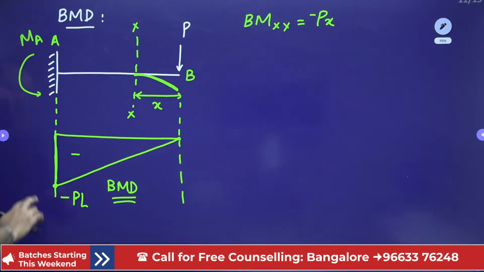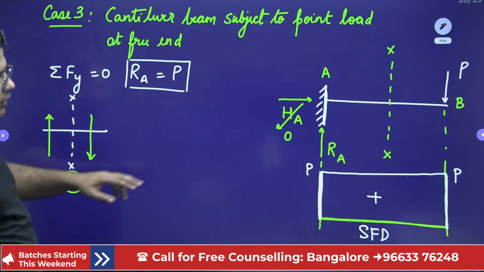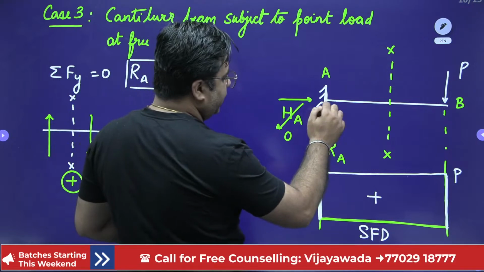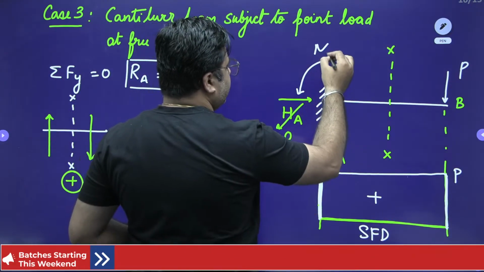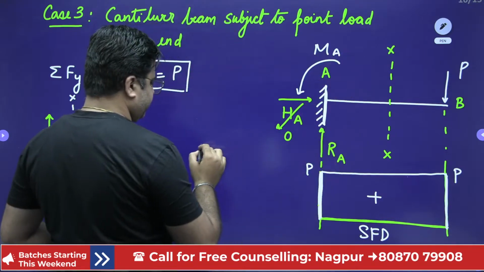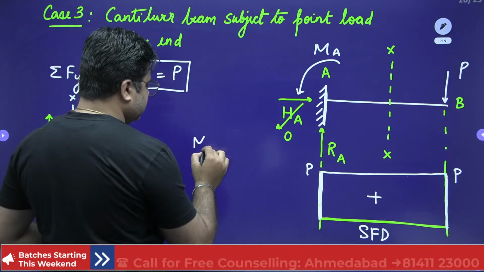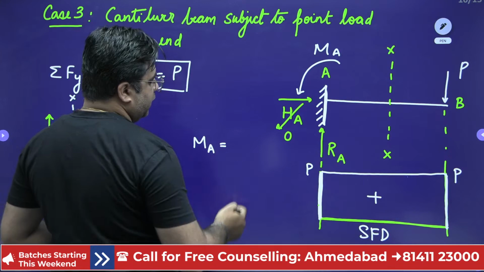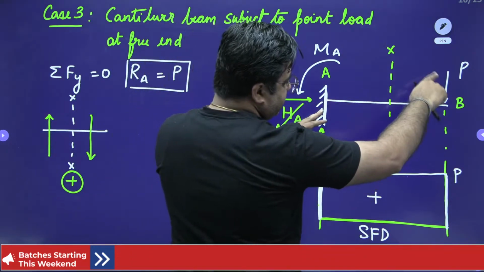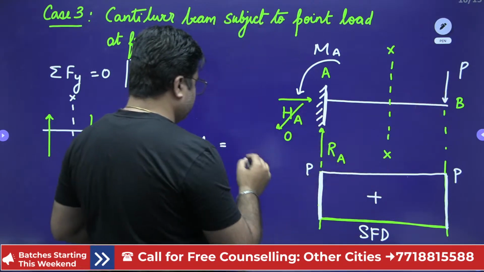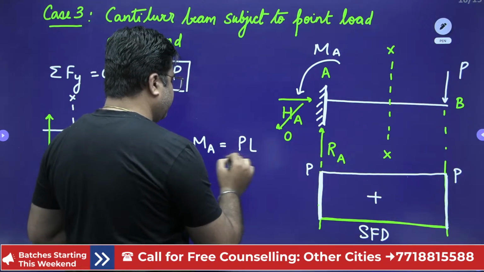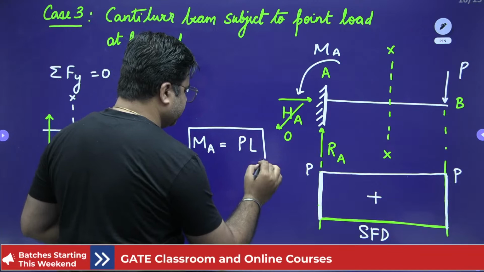Okay, so for this, we haven't calculated the support reaction. For the support, you have three reactions, RA, HA and MA. In order to calculate MA, MA should be equal to the moment due to this load. So MA is equal to P into L. So this is the third support reaction, MA.